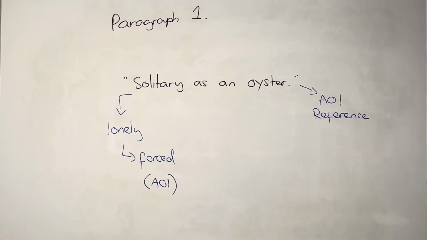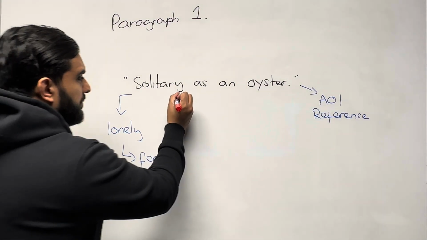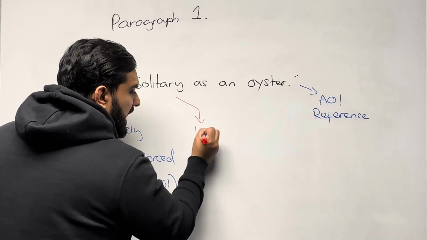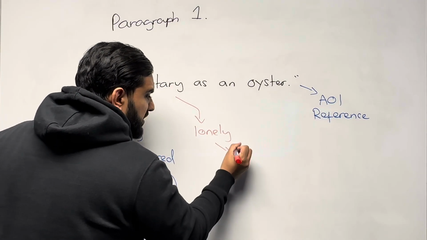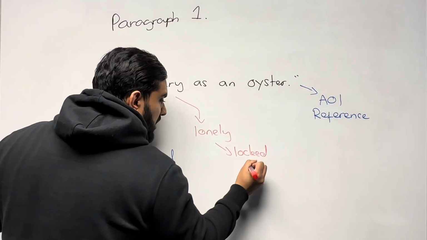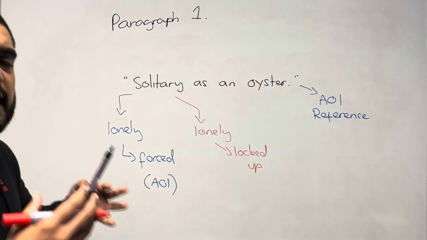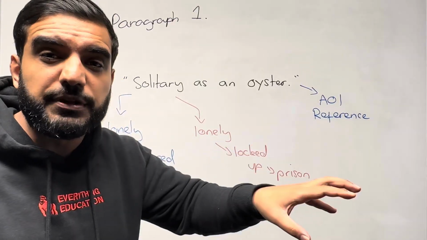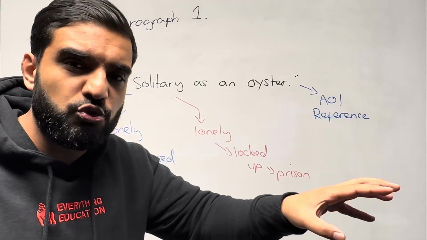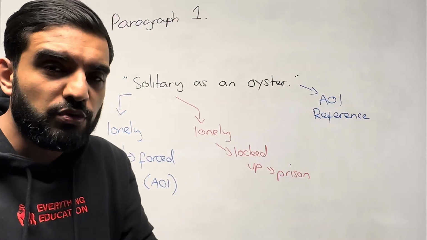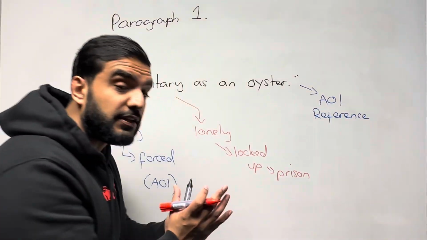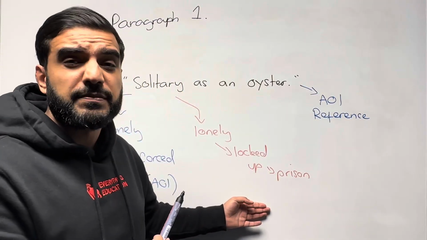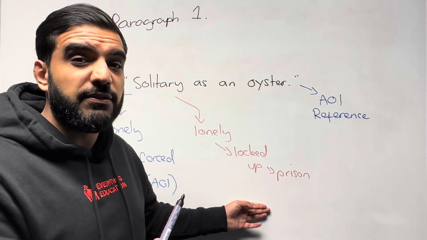If we were analyzing this quote, let's start off by talking about the word "solitary". If you're solitary, yes, you are lonely. However, this word has connotations of being locked up because it links to the idea of prison. Somebody who is in solitary confinement is almost being put into prison. So Scrooge is lonely because he's presented as though he's locked up, like somebody in prison.